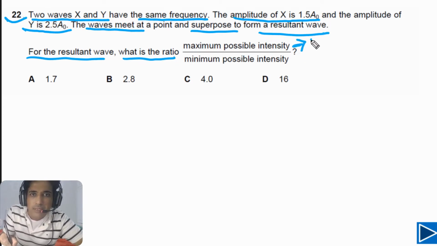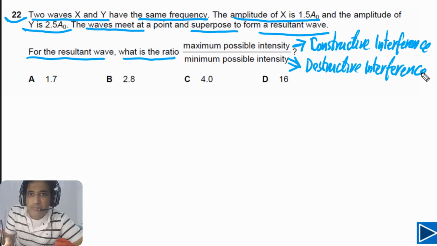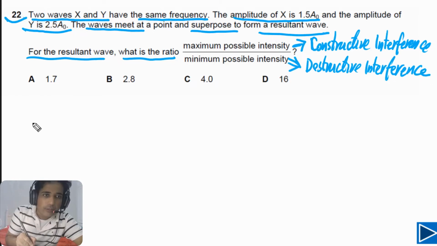Maximum possible intensity we will get when the waves interfere constructively. So we can simply say when constructive interference takes place, intensity will be maximum. And intensity will be minimum when destructive interference takes place. So this is a very simple way to understand maximum and minimum intensity. Now we can draw two waves.